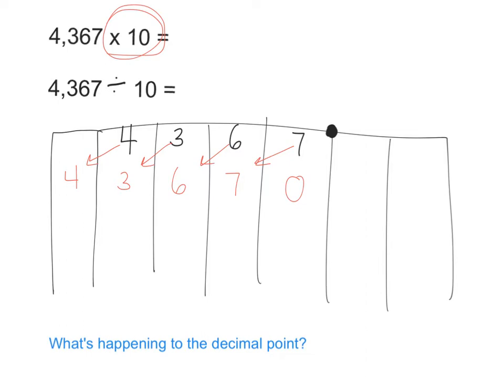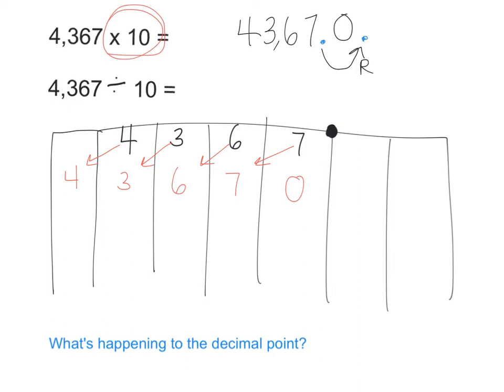Right? Okay, so let's take a look at how that shifted the decimal point. Originally, in 4,367, where was the decimal point? After the 7. And our answer became 43,670. Where's the decimal point now? After the 0. Did the decimal point move? Yes. How many spaces did it move? One space to the right. Oh, one space to the right.